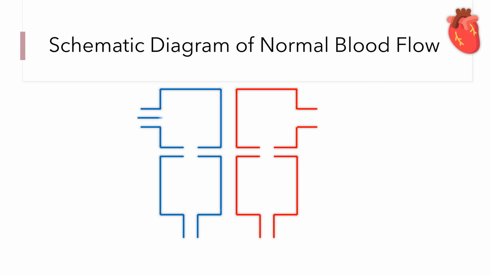The blood will come from the superior vena cava and inferior vena cava into the right atrium, from where it will be pumped into the right ventricle via the tricuspid valve, from where it will be pumped into the pulmonary artery. From there, the blood will go into the lungs, where it will get oxygenated, and the oxygenated blood will now come via the pulmonary veins into the left atrium. There it will drain into the left ventricle via the mitral valve, and the LV will pump the blood into the systemic aorta. So this is the schematic diagram of normal blood flow.